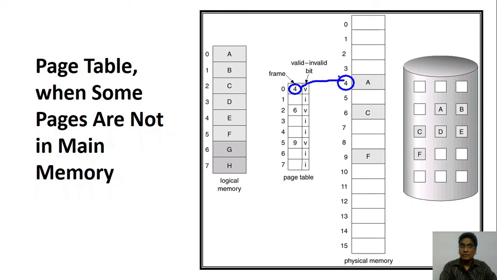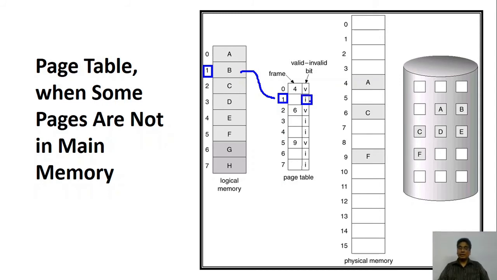Now, is it valid? Yes, it is valid, because the valid bit is set. What about B? Suppose the program asks for the content of B. Where is B? It is 1. You go here to 1, and you notice it is not loaded. It says this is invalid. Nothing is loaded.